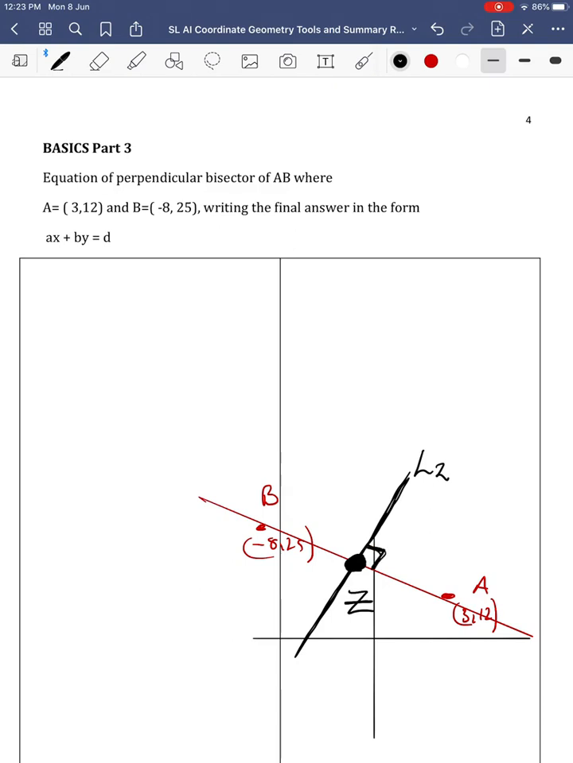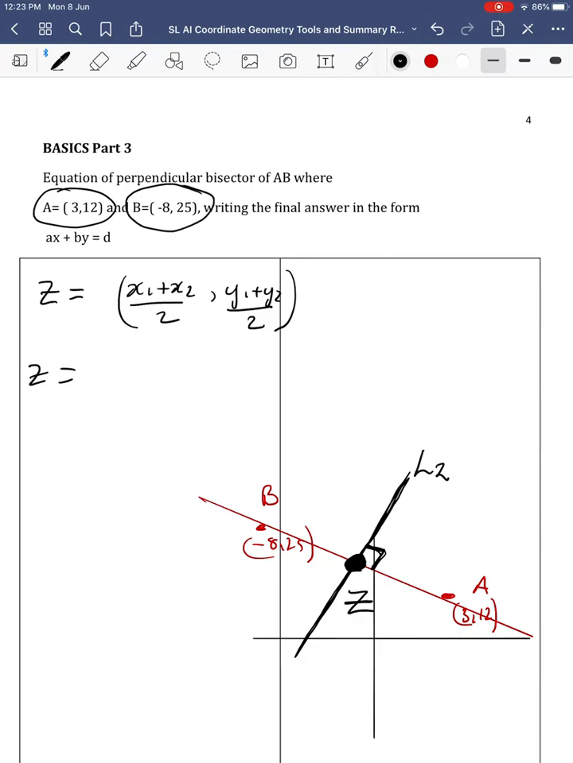Okay, so let's go for it. Let's find Z first. So Z is the midpoint, and to get the midpoint is x1 plus x2 over 2, comma, y1 plus y2 over 2. So it's the average of the x's, the average of the y's, okay? And you can call either of these points the first point and either of these points the second point. It's your choice. What you should get is 3 plus negative 8 over 2, 12 plus 25 over 2, and this will give you Z of negative 5 over 2, comma, 37 over 2. Keep it as improper fraction.